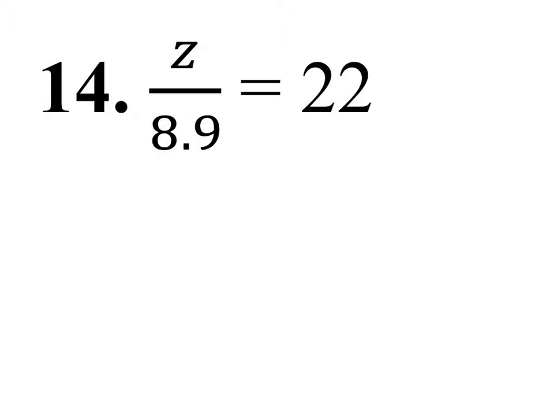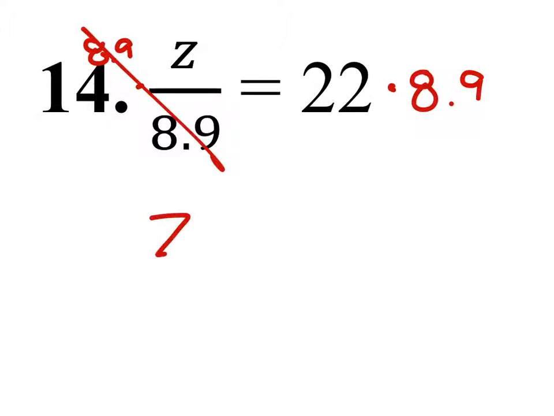All right, 14. This is Z divided by 8.9. So to undo the division, I'm going to multiply both sides by 8.9. Now the 8.9s cancel, and I'm left with Z equals 95.8.